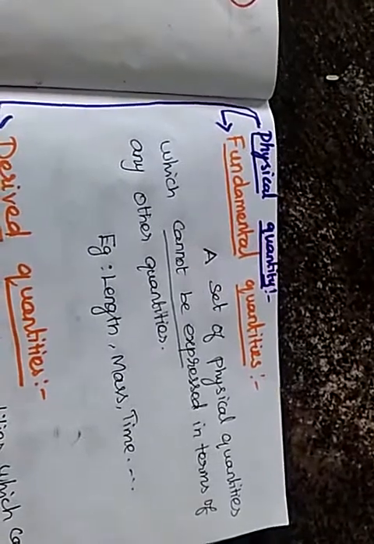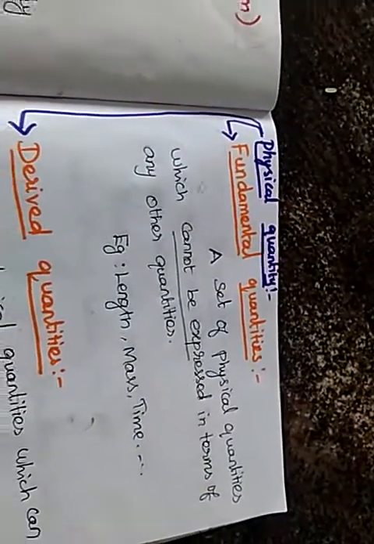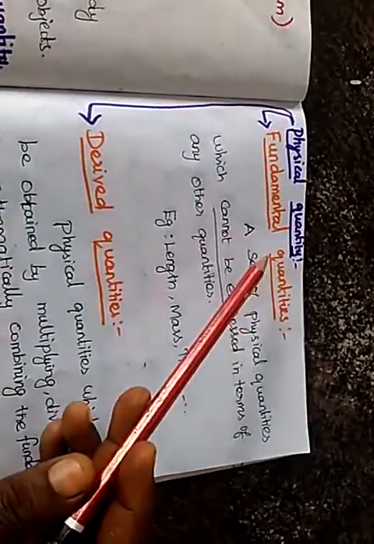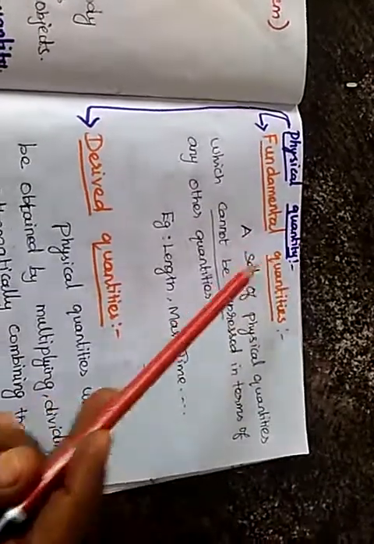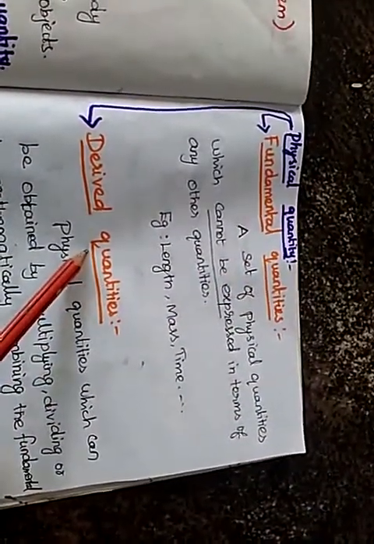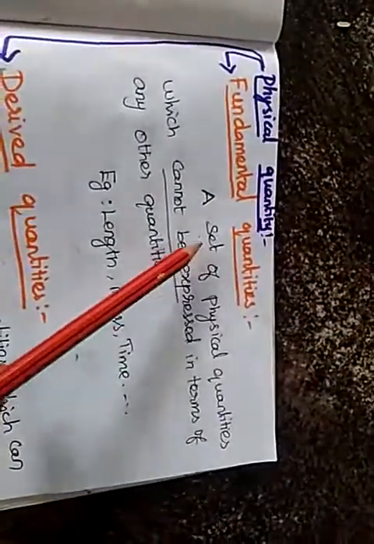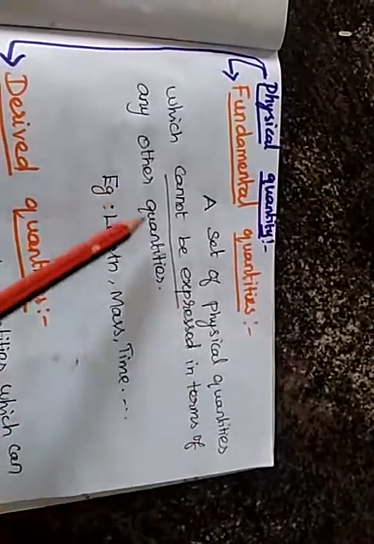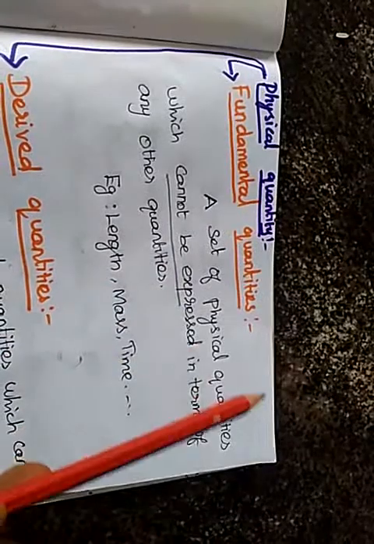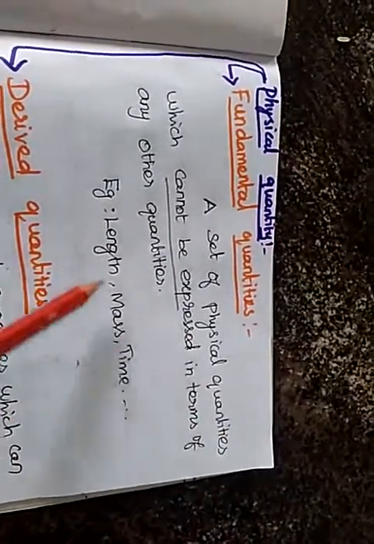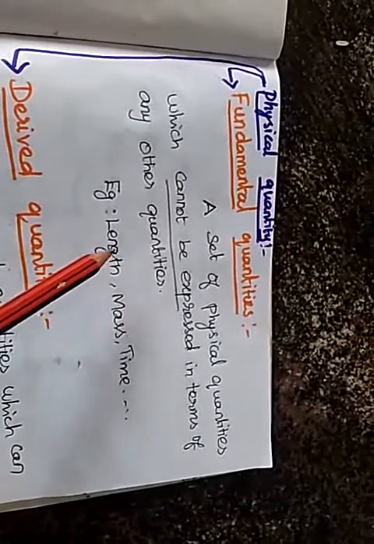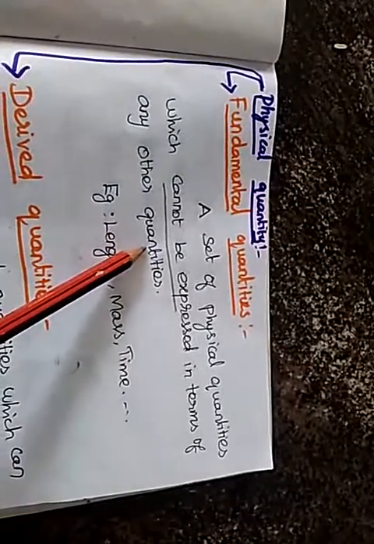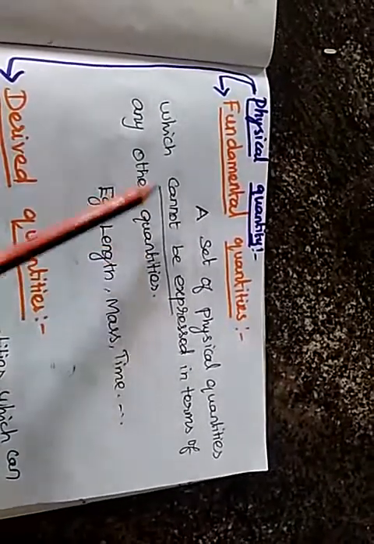Students, here we see physical quantity classification. Physical quantities can be classified into two types: fundamental quantities and derived quantities. First we see fundamental quantity: a set of physical quantities which cannot be expressed in terms of any other quantities. Here we see length, mass, time. These physical quantities cannot be expressed in terms of any other quantities. This is called fundamental quantities.